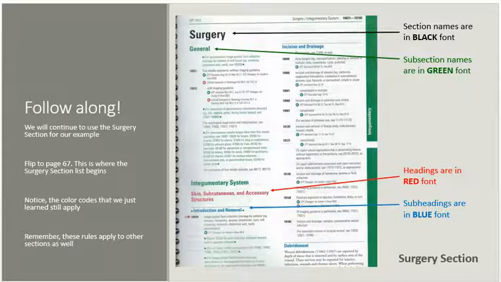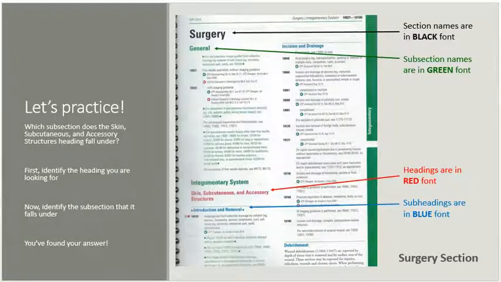Your headings are still in red bold font. So skin, subcutaneous, and accessory structures is a heading. And again, subheadings are still in blue font. Introduction and removal, we see incision and drainage, and we see debridement on this page. So just make sure that you're paying attention to the colors, and know that if a question is asking you for a heading and you're writing down something that is in blue, then you're probably not writing down the right answer. Or if it's asking you for a subsection and you're writing down something in black, then you're not putting down what we're actually looking for.